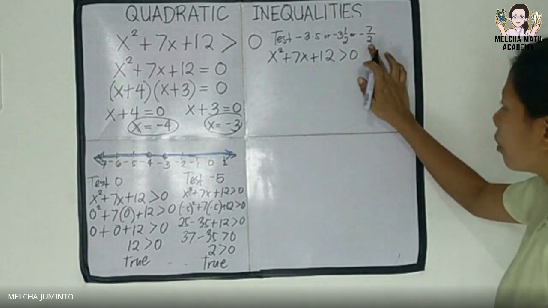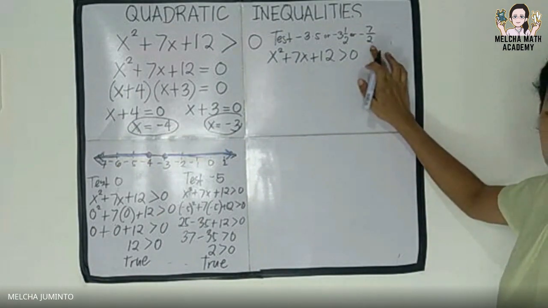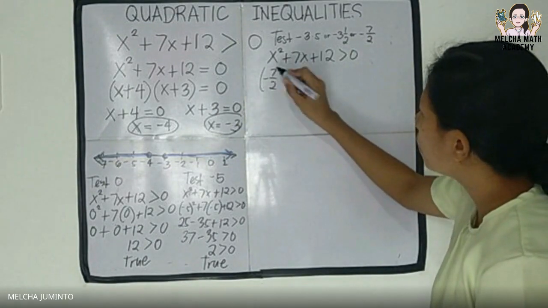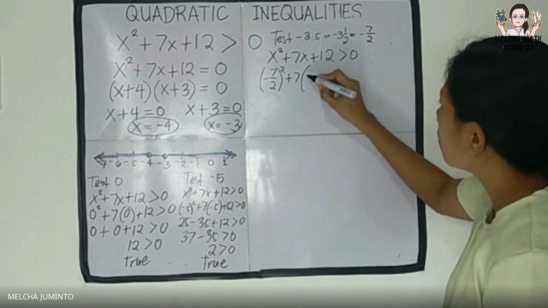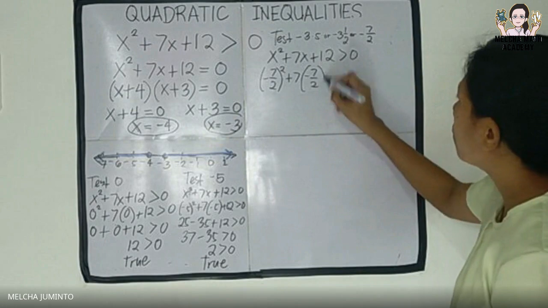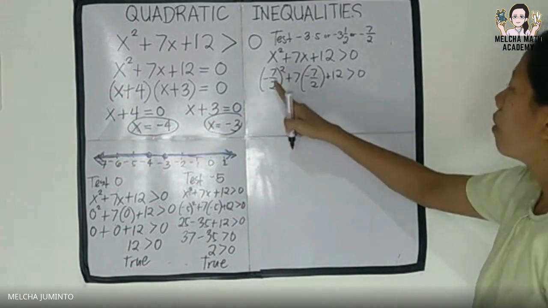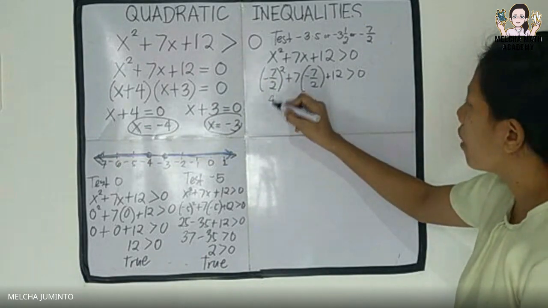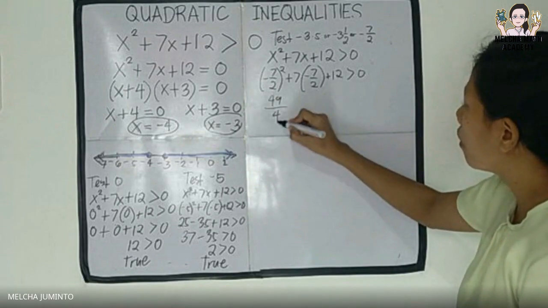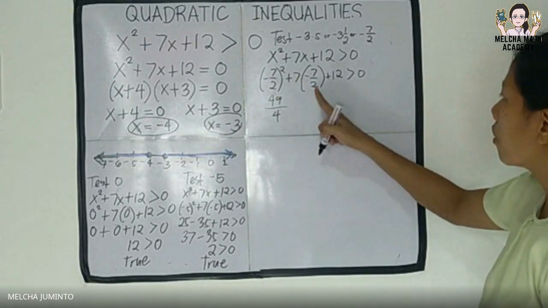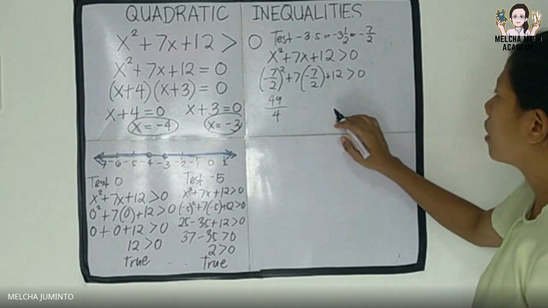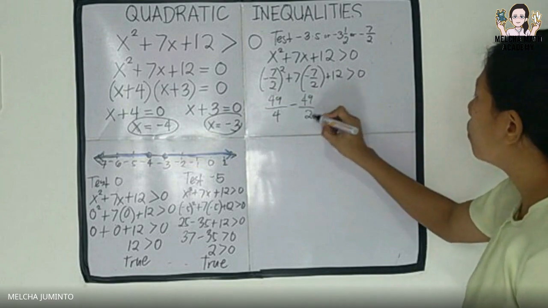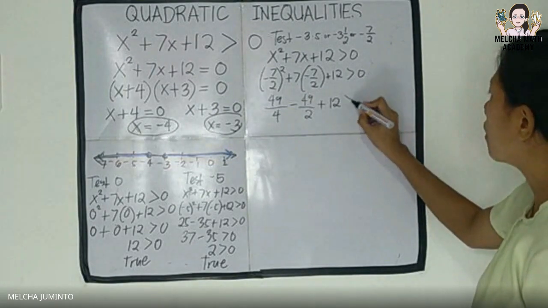I will use the improper fraction because it is easier to solve compared with decimal. So let me use negative 7 over 2 squared plus 7 times negative 7 over 2 plus 12 greater than 0. We need first to square this one. The square of negative is positive. Square 7, 49 over 4. Multiply whole number and fraction. To multiply them, you just simply multiply numerator times numerator. Negative 49 over 2 plus 12 is greater than 0.